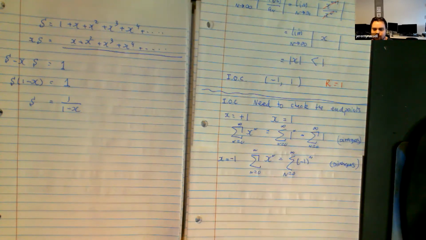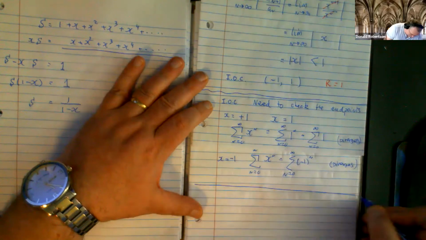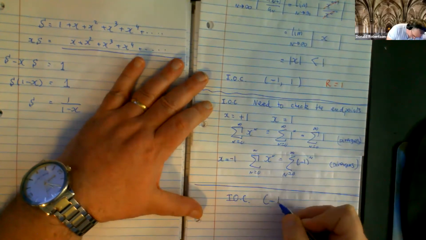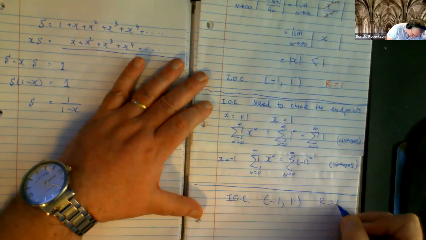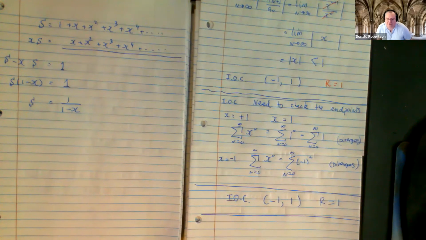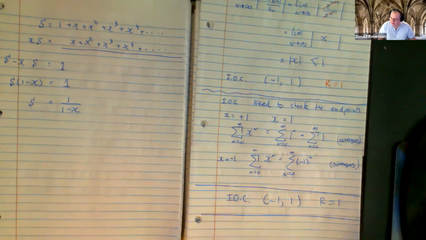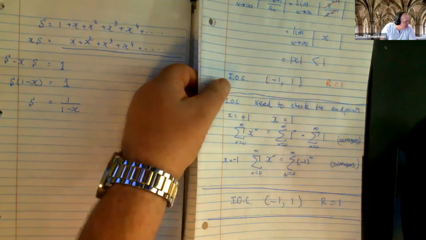So now that we're finished and checked the two endpoints, you can now say for sure that the interval of convergence is all the values of x from -1 to 1, and the r value is always going to be, in this case, 1. It never changes. That's, believe it or not, one of the simplest ones that you're going to meet.